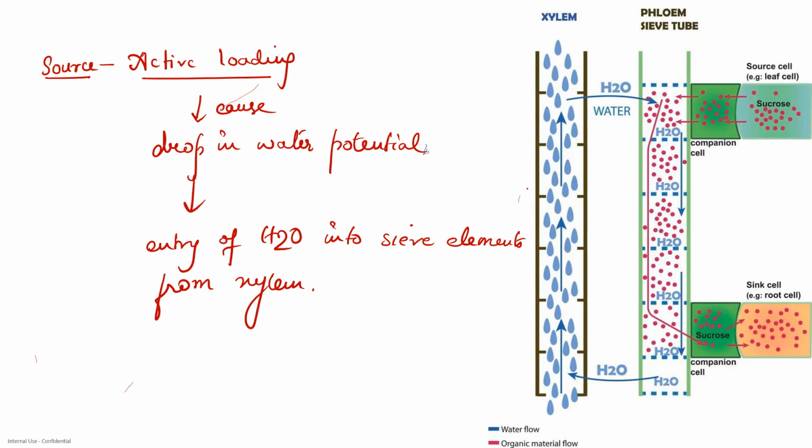Now see here, this is your xylem, this is the phloem. From this is sucrose, that is the source. See, this is the source region. From the source, sucrose is entering into the sieve element, the sieve tube, and there is a drop in water potential. What will happen? This will cause water from xylem to enter into this.